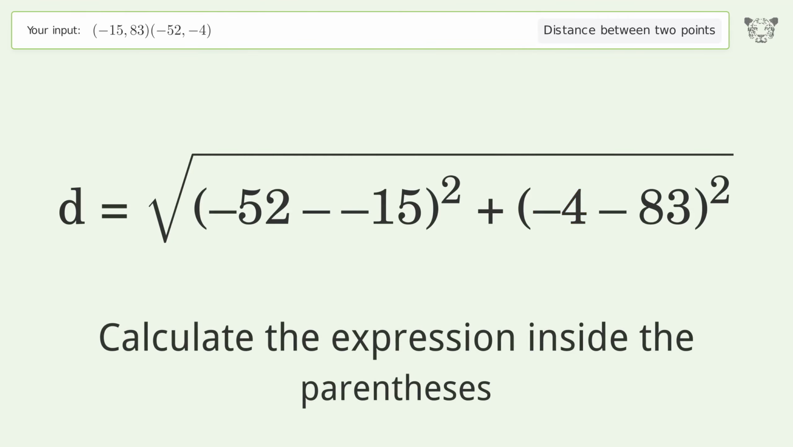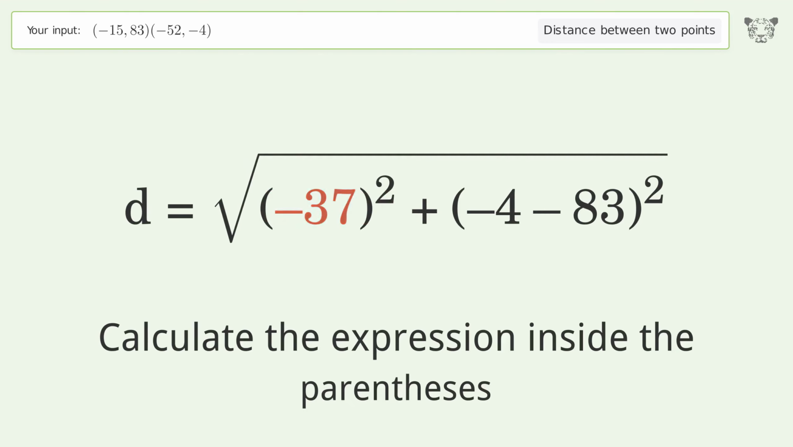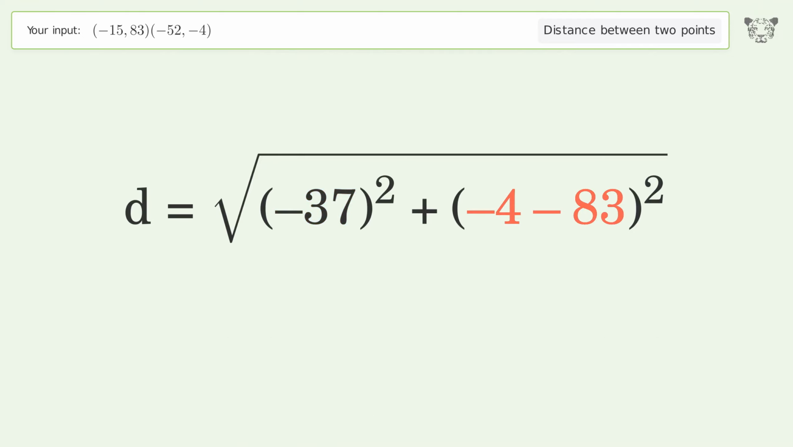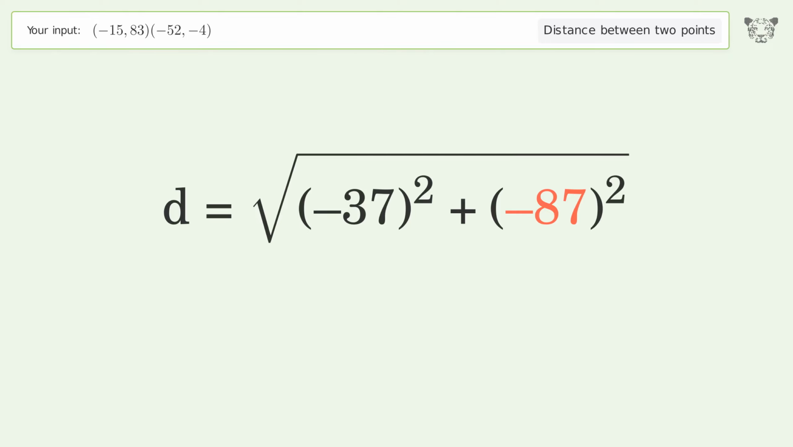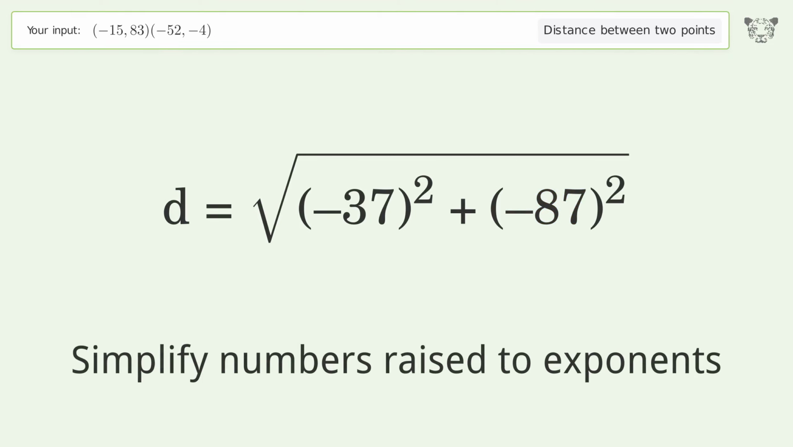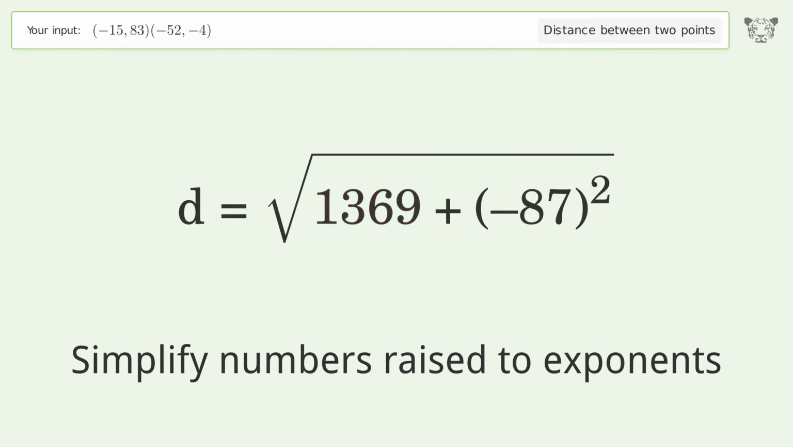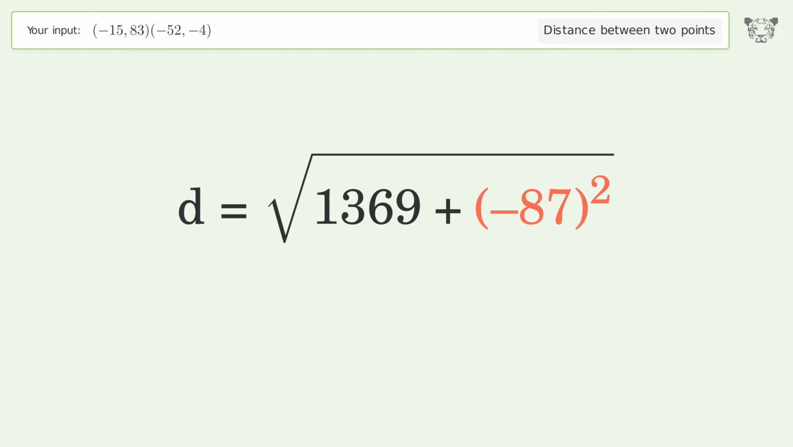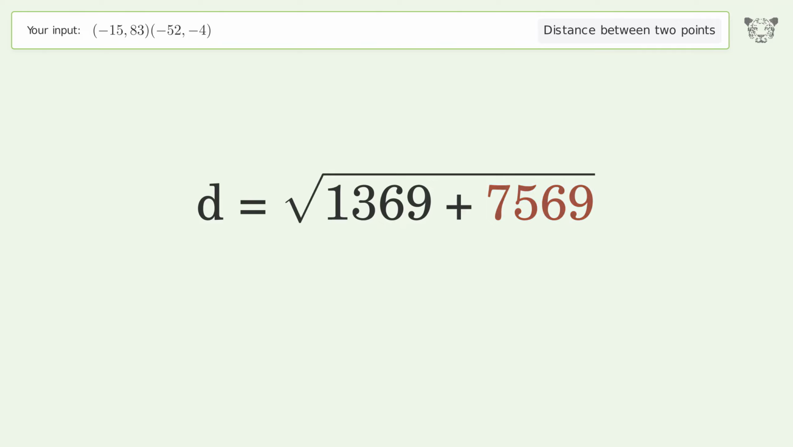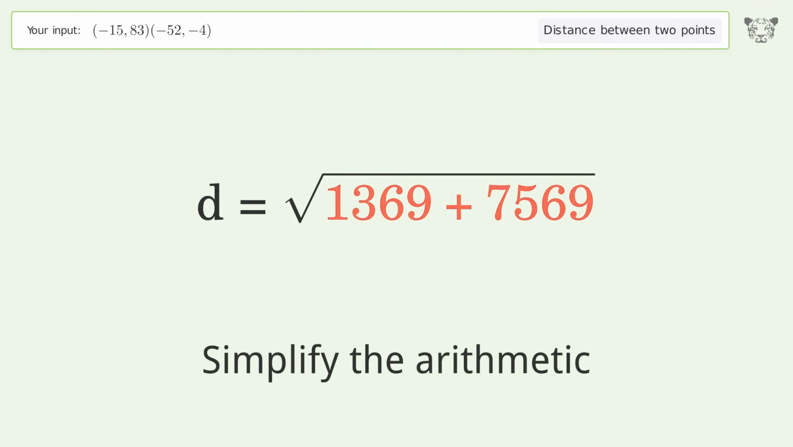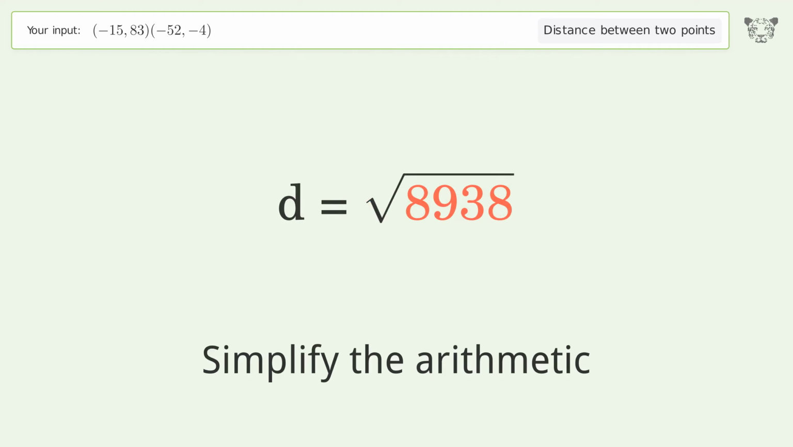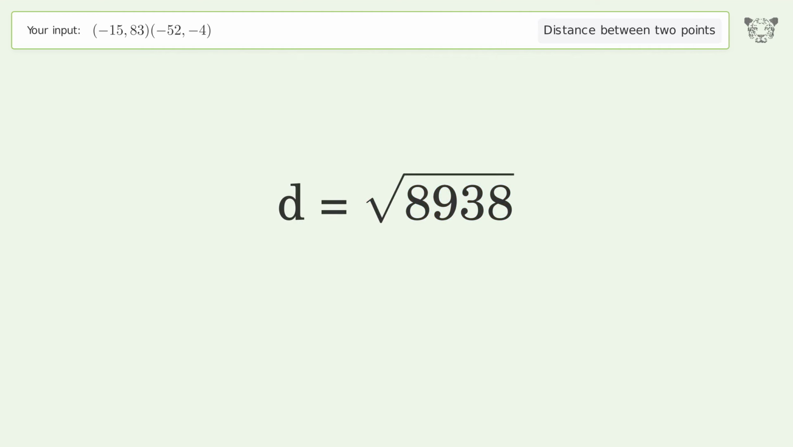Calculate the expression inside the parentheses. Simplify numbers raised to exponents. Simplify the arithmetic. And so the distance between the 2 points is the square root of 8,938, or 94.541.